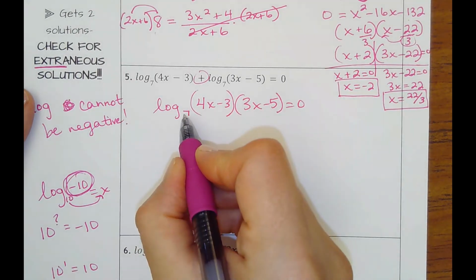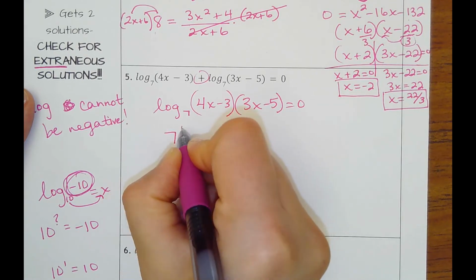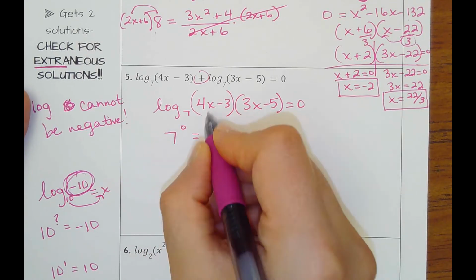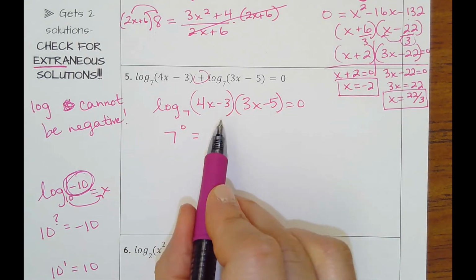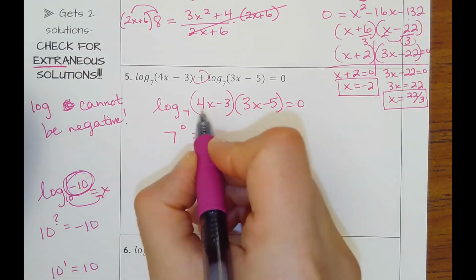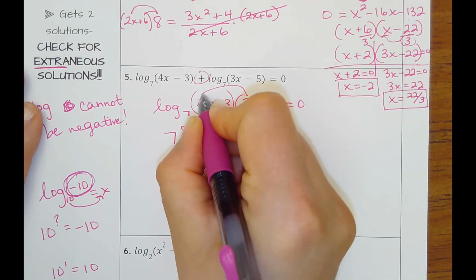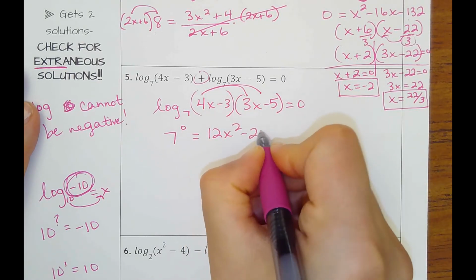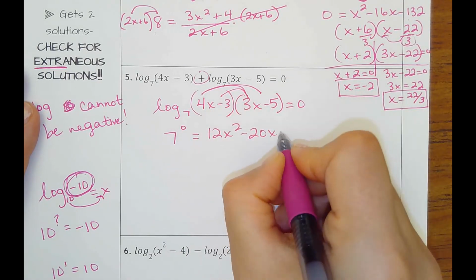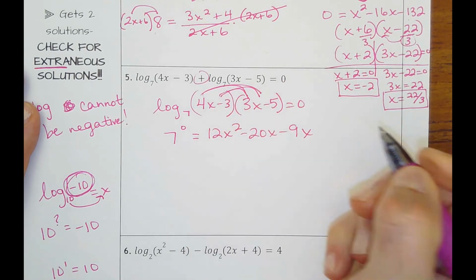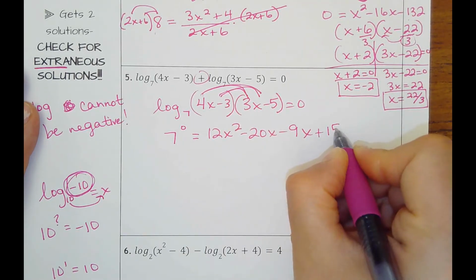Rewrite this. This would be 7 to the 0 power. And then let's go ahead and FOIL this because it's going to equal this product. Let's FOIL. 4x times 3x is 12x squared. 4x times negative 5 is negative 20x. Negative 3 times 3x is negative 9x. And negative 3 times negative 5 is positive 15.